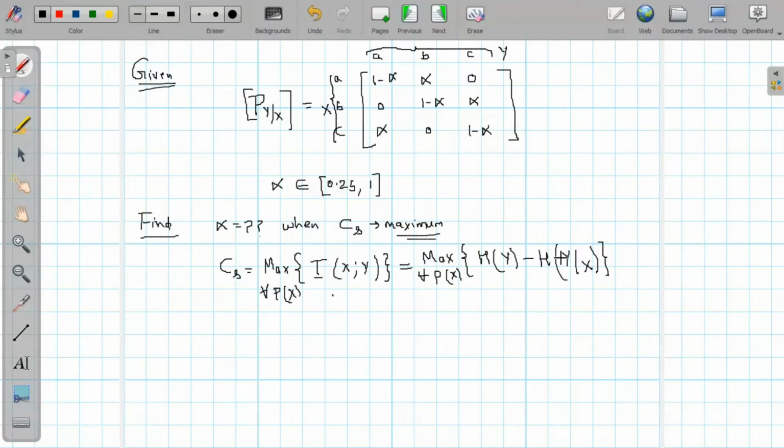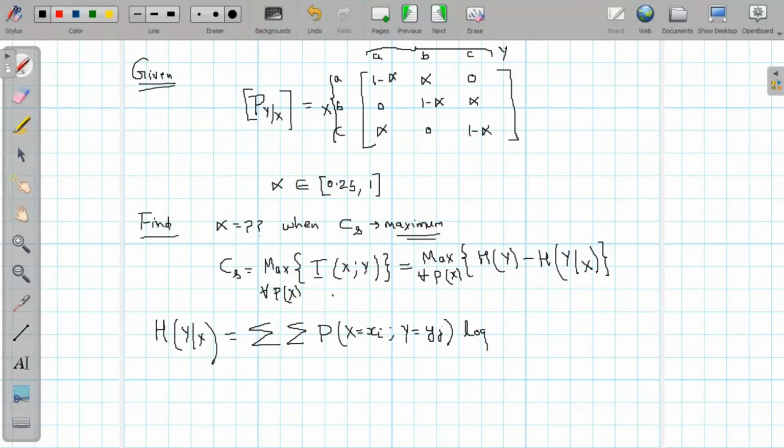So let's first calculate this entropy. We know the formula for the entropy of Y given X is summation over probability that X is equal to Xi and joint probability Y is equal to Yj, log 2 of 1 by transition probability that Y is equal to Yj given X is equal to Xi, where this summation is over all values of i and all values of j.